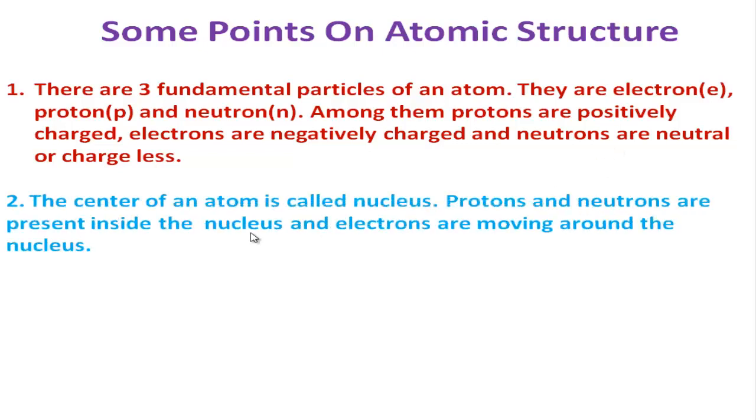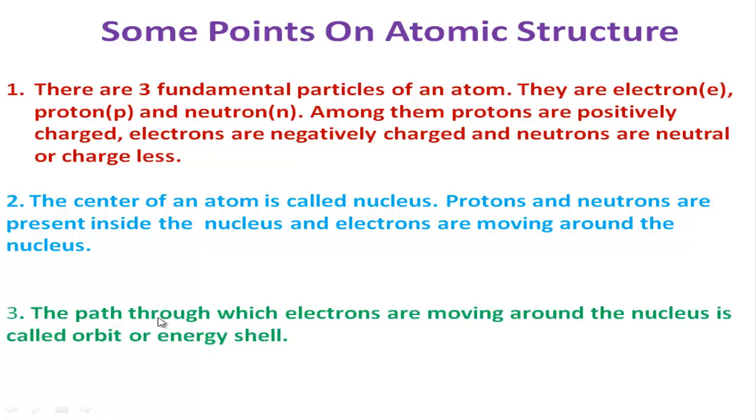Then another observation is, the center of an atom is called the nucleus. Protons and neutrons are present inside the nucleus and electrons are moving around the nucleus. Follow here, another observation. The path through which electrons are moving around the nucleus is called an orbit or energy shell. So what is called an orbit or energy shell? The circular path through which electrons are moving around the nucleus is called an orbit or energy shell.